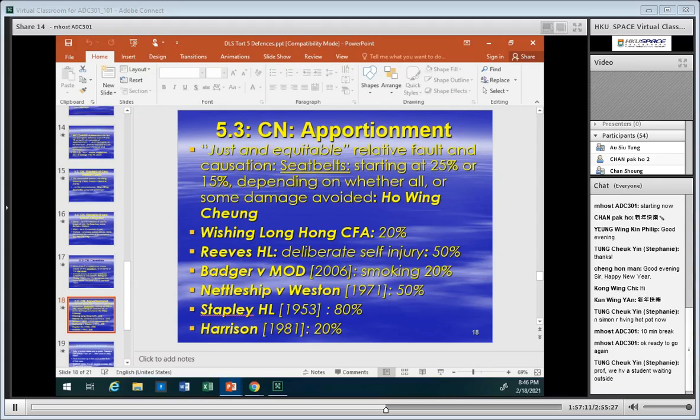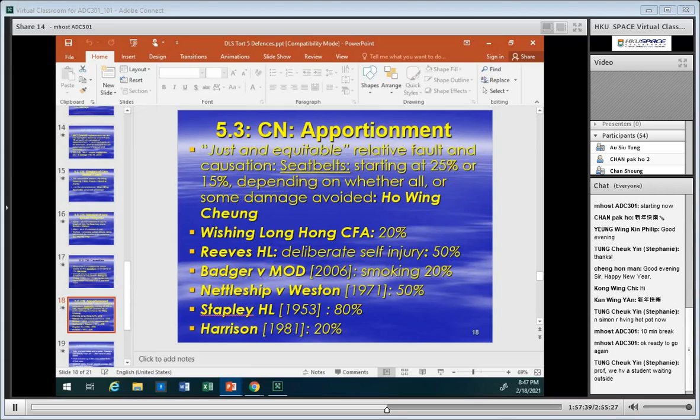Court said yes. Was there contributory negligence in Wishing Long Hong? The court said yes, 20%. Was there contributory negligence in Nettleship and Weston? The court said yes, 50%. The driving instructor was 50% contributory negligent. Okay, interesting one. All right, and then we have other cases dealing with how much will the damages be reduced.